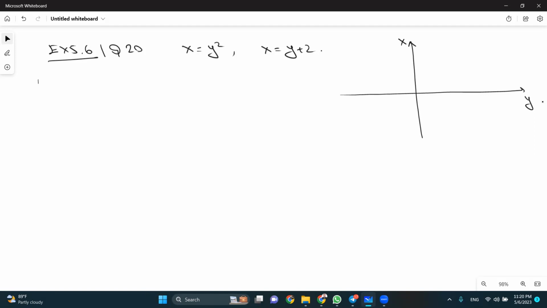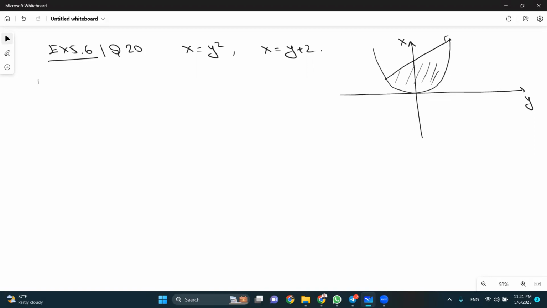So actually, we are familiar with this function. The first one, x equals y squared, is a parabola. Parabola is something like this. That is the graph of the first function. And the second one is x equals y plus 2, right? So when y is equal to 0, x is equal to 2, or when y is equal to -2, x is equal to 0, so it will cross here. It will be something like this. So the question is, what is the area enclosed by these two functions?